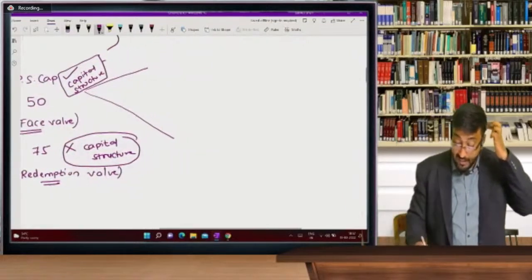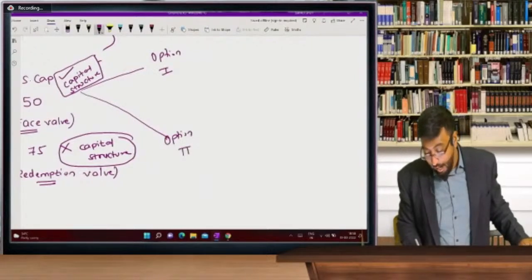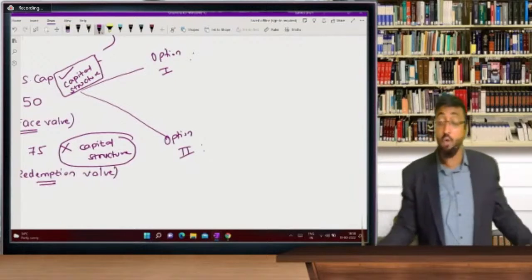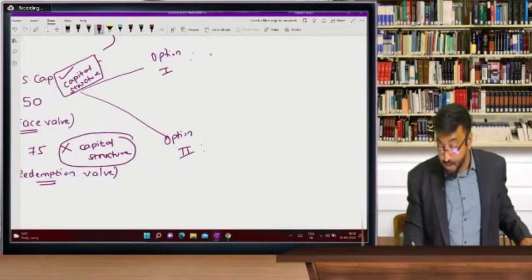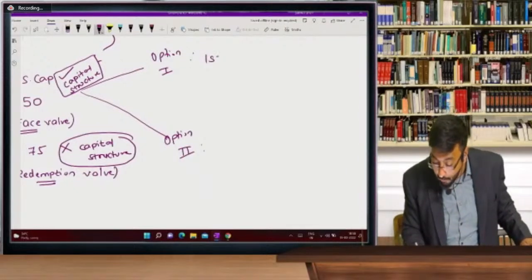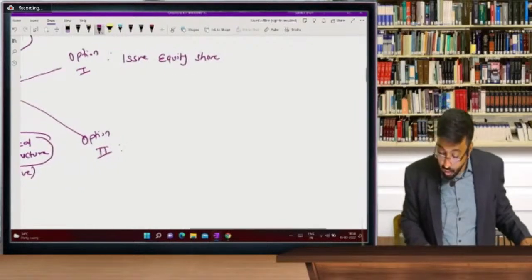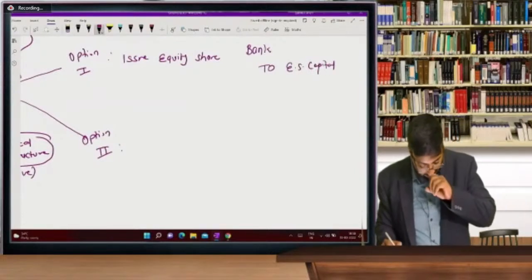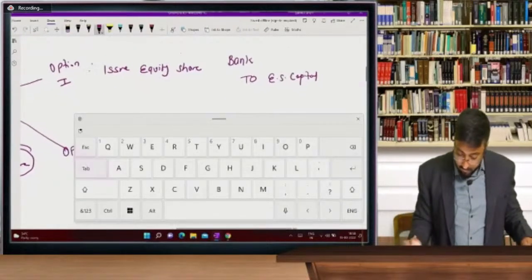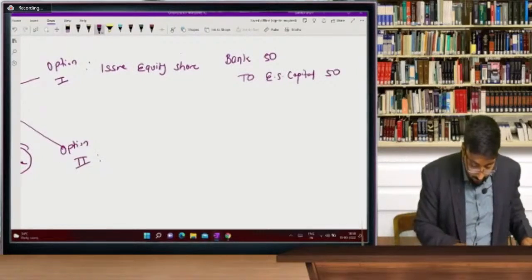Now, how many options do I have? Now see, before the break, I am going to tell you these two options: how to maintain my capital structure. I will give you two options. Option number one is to issue equity share capital. Bank account debit to equity share capital. Sir, 50 rupees, 50 rupees.